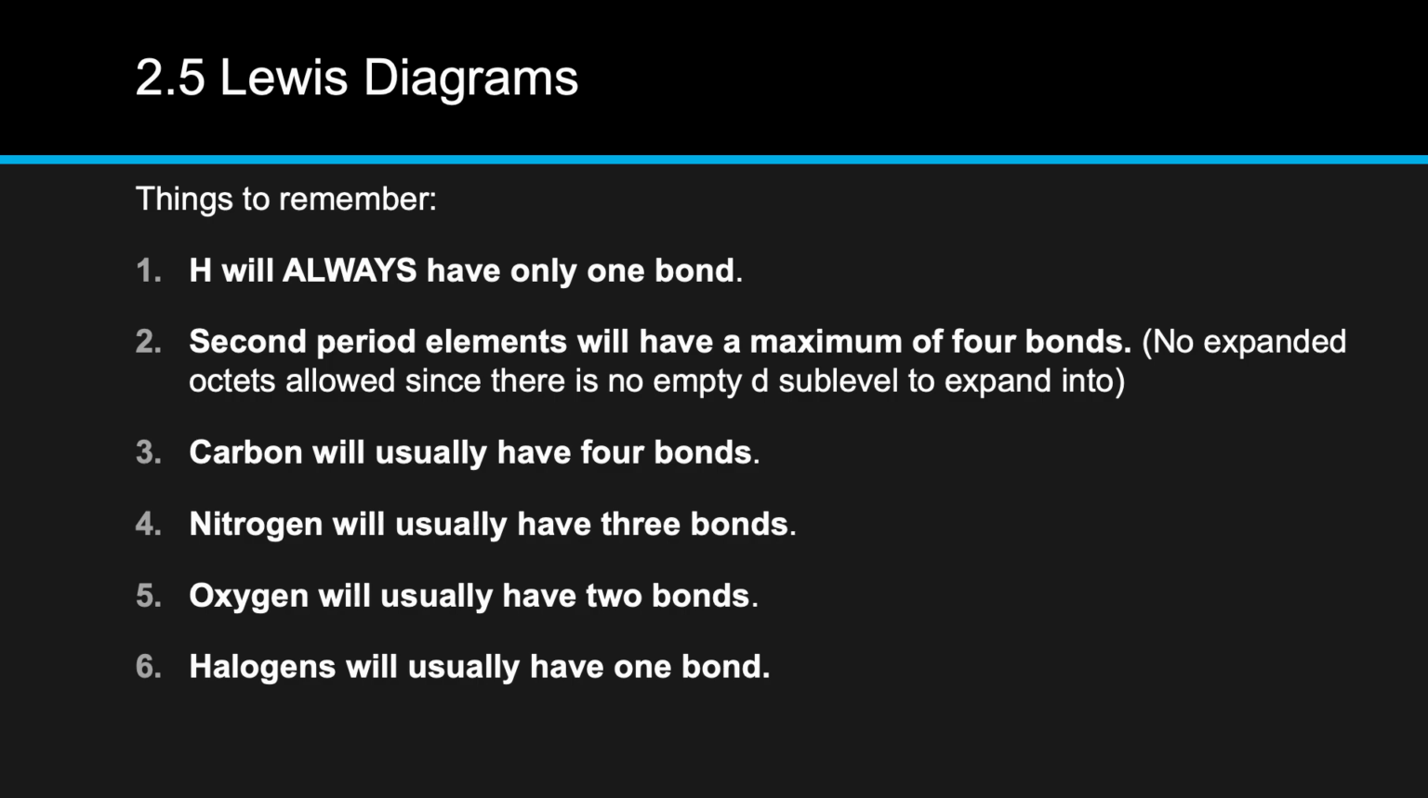And then some little tidbits to remember to put in your notes if you are taking notes. Hydrogen will always have 1 bond. If you have a second period element, just know you cannot have an expanded octet because it does not have a D sublevel to expand into. Carbon will typically have 4 bonds. Nitrogen will typically have 3 bonds and 1 lone pair. Oxygen will typically have 2 bonds and 2 lone pairs. And your halogens will typically have 1 bond and 3 lone pairs.